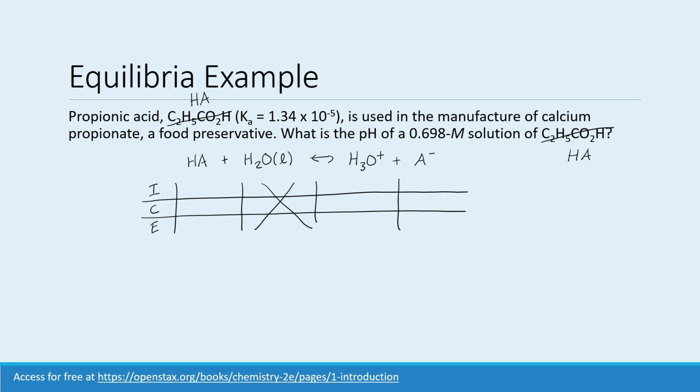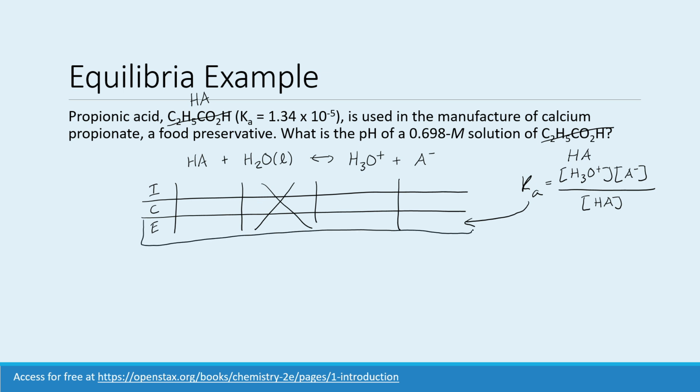And mark out that liquid water because we're not going to use it in the equilibrium expression. And let's go ahead and write out that equilibrium expression just so we have it. So it's going to be the concentration of the products over the concentration of that weak acid. And keeping in mind that all of this has to come from that third row, that equilibrium row. Okay, that's what matters to us.